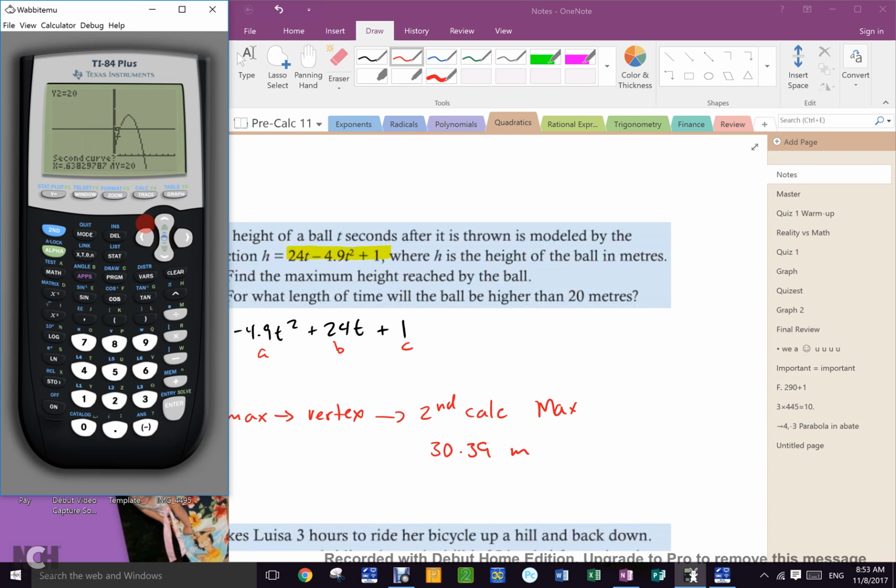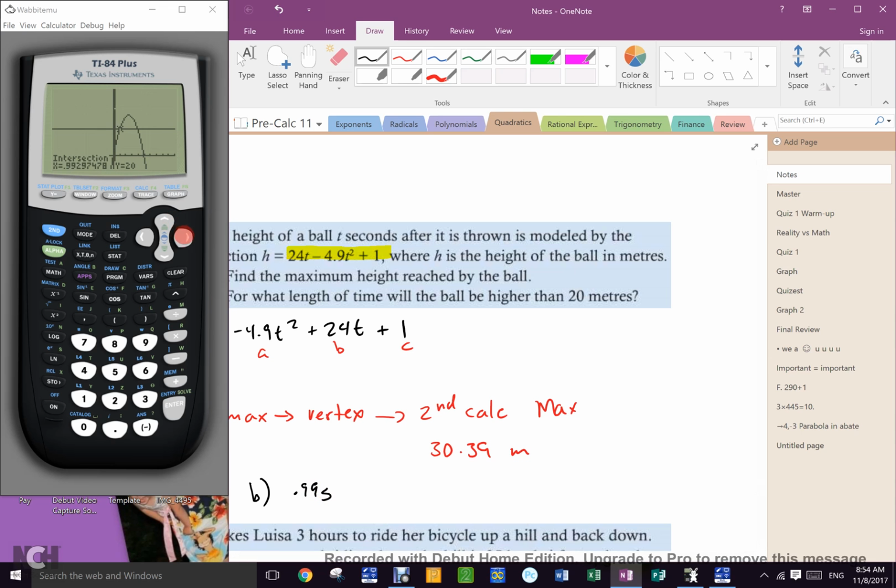Did you push second calc 5, Max? Yeah, it says first curve. Right. So now bring your cursor up near the line, just like we did before. Have you done it? And then hit enter. Now what does it say? Second curve. So get onto the line. See I'm on the line? Enter. Guess. 0.992. So that's when it hits 20, right? So for B, it hits 20 at 0.99 seconds.